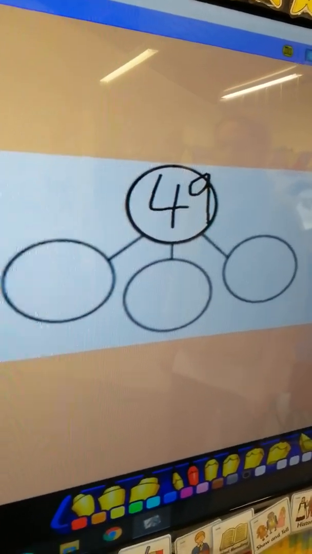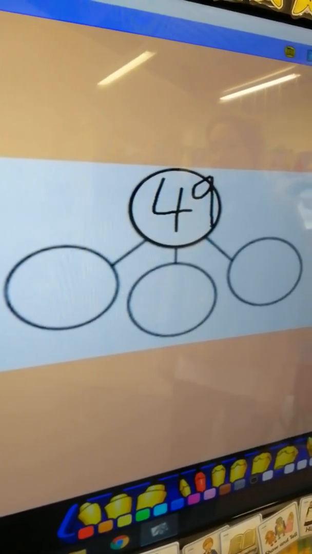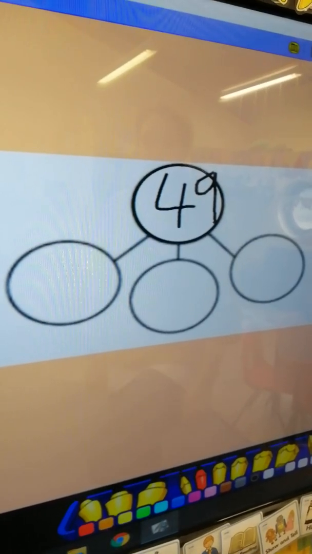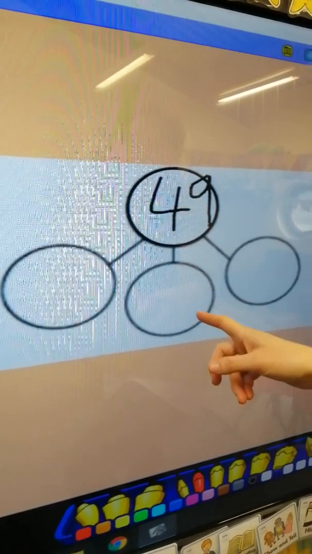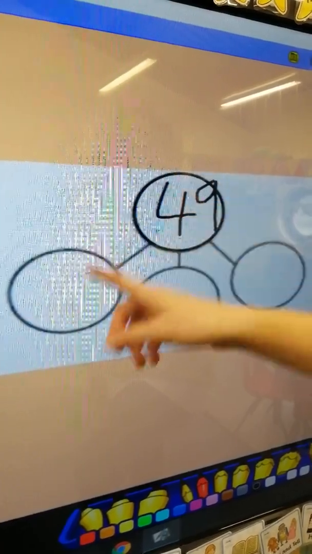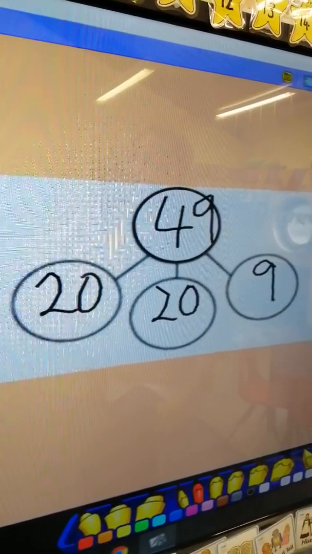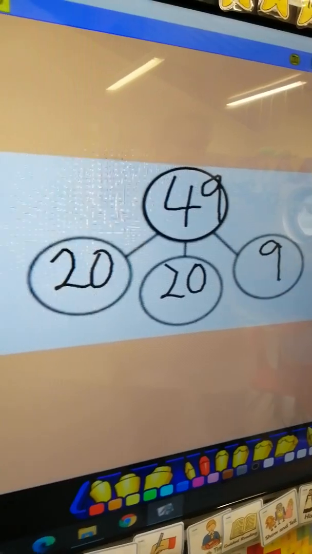What if I wanted to partition it into more than just 10s and 1s? Here you can find another way of partitioning 49. Fantastic. There are lots and lots of different ways that we can partition 49. We can partition the 40. You could have 10 and 30, 20 and 20, or 30 and 10. We could partition the 9 into 1 and 8, 2 and 7. Entirely up to you. So there are lots and lots of different possibilities. So I might have 20 and 20 and 9 would be one way of making 49.